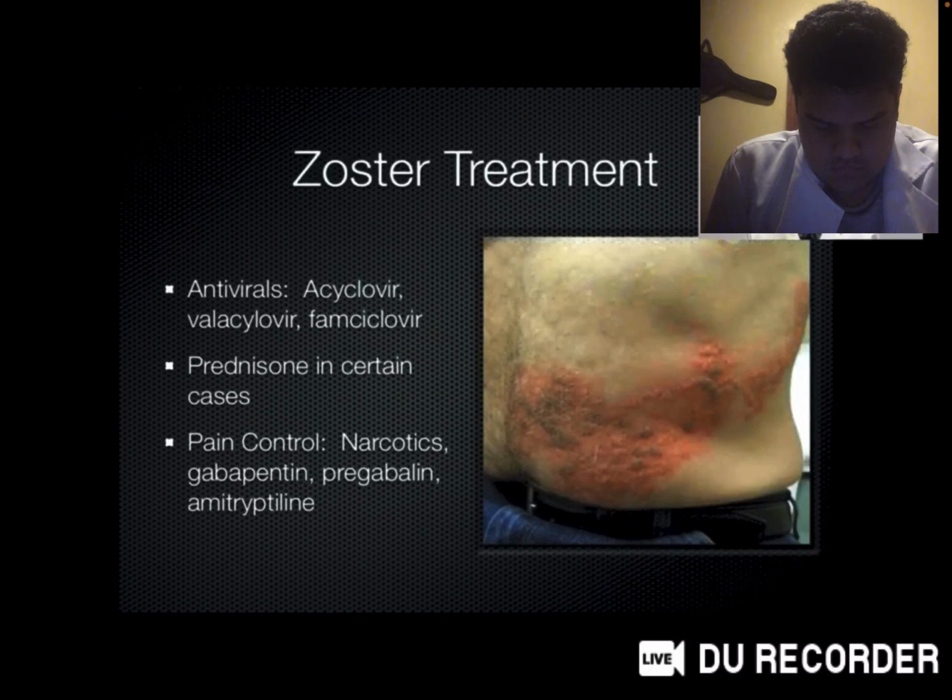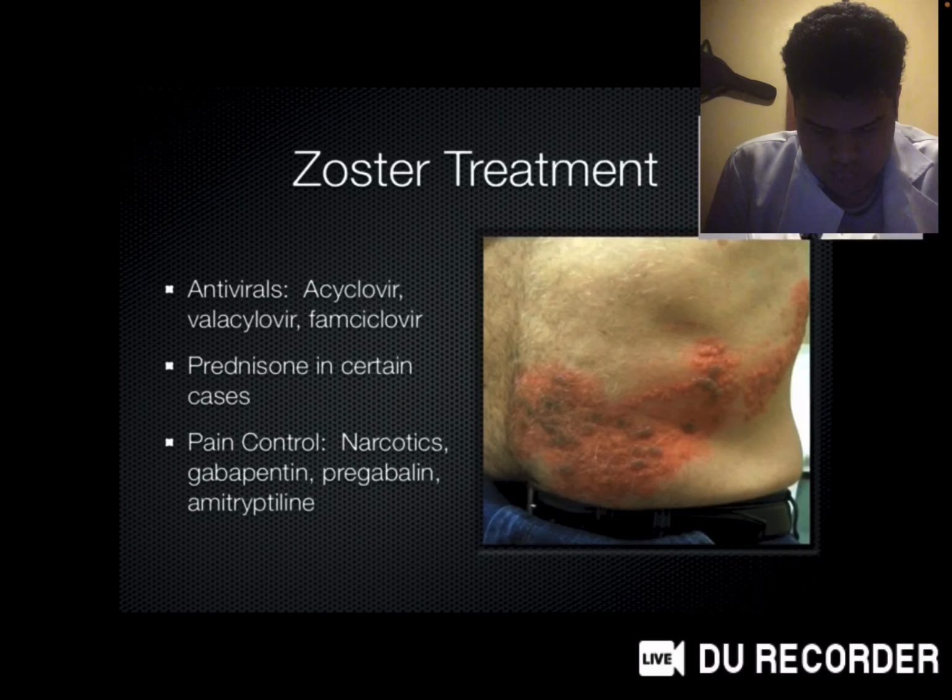Well, antivirals. There are three main antivirals that we use. One is called acyclovir, one is valacyclovir, and one is famciclovir. Usually the treatments last for about 7 to 10 days, and these can all be taken orally.